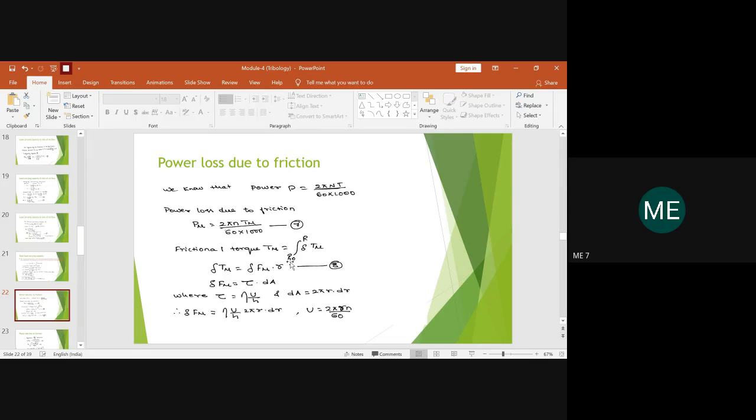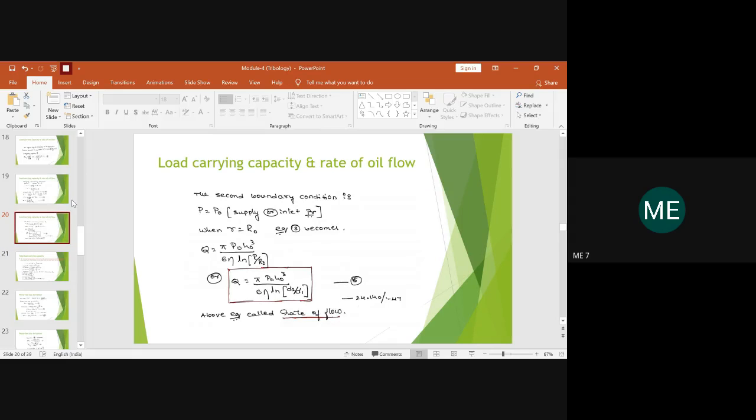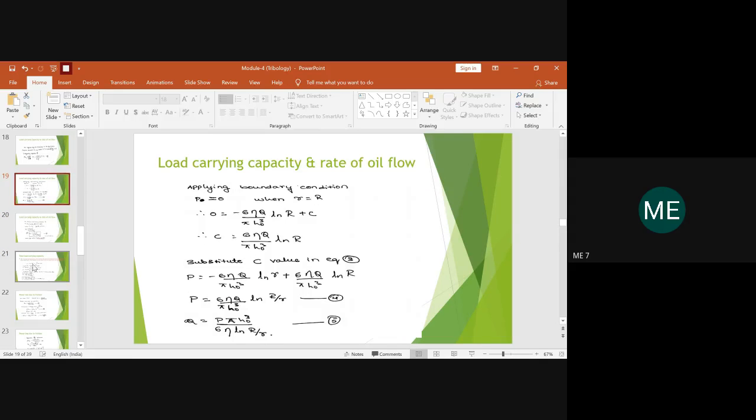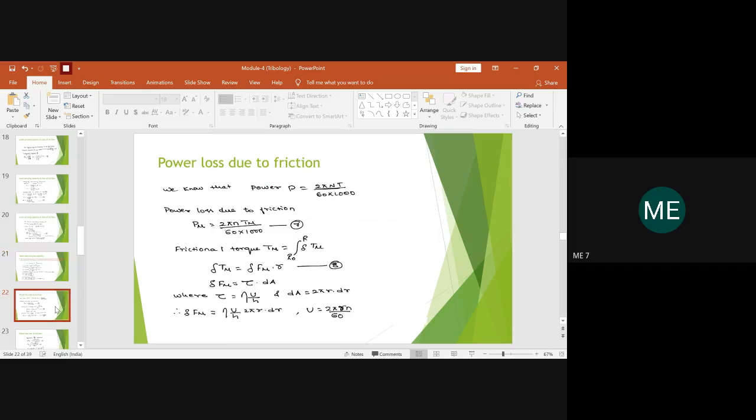You have to integrate over the same values that you used for the load carrying capacity as well as the rate of flow. We usually integrated between the limits R0 to R across our elemental ring. The same thing has to be followed over here. Here also we integrate from R0 to R. So what changes do we get with respect to the frictional torque? That will be evaluated. This is the equation we use to integrate for the frictional torque.